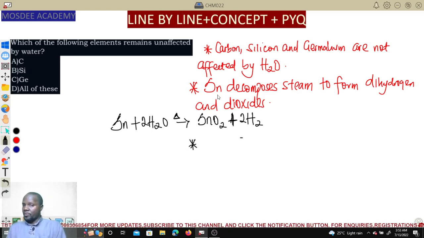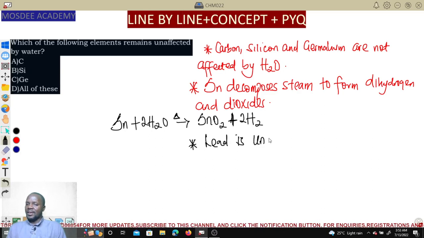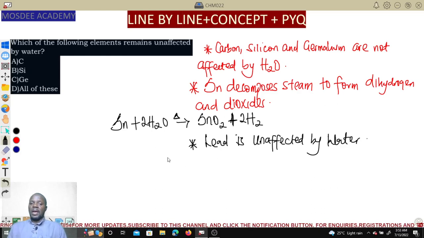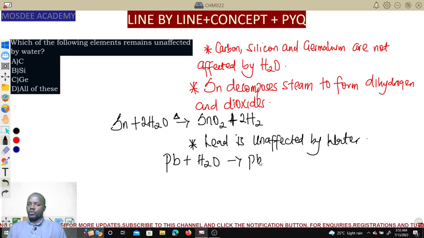This is also very common. Steam reacts with what? With steam. Now, lead is unaffected by water. That is, when you dissolve lead, Pb plus water, you say PbO2 plus H2.